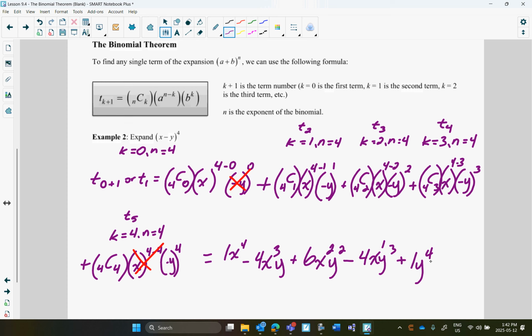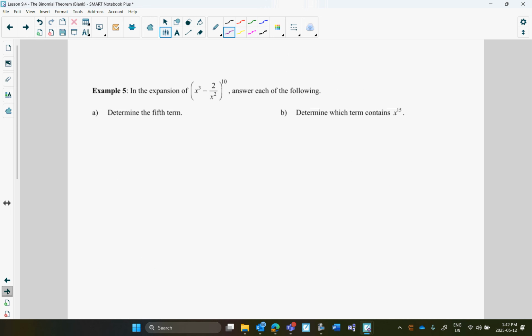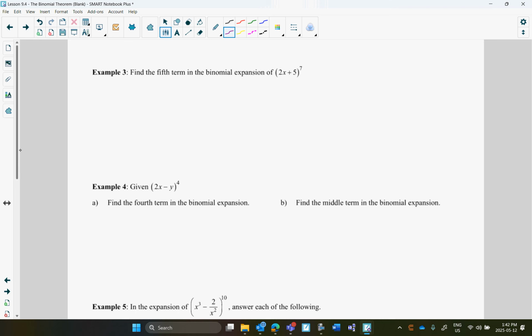Okay. Like I said, you would not be asked to do all of this in a question. You would be asked to find a specific term number. So the more realistic questions would be ones like example 3 and example 4a. Actually, 4a and 4b. So let's look at these. Because notice they're starting to get a little bit more complex.